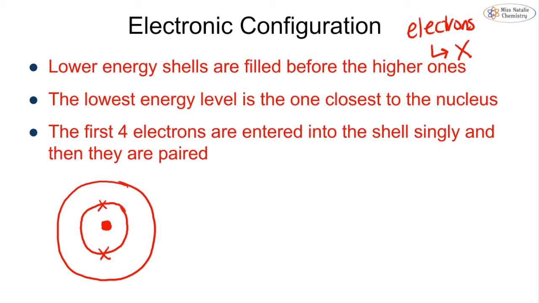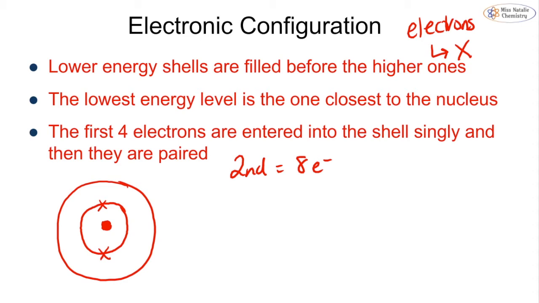When you get to the second shell, it is a little bit different. We can fit a maximum of 8 electrons. So our second shell holds 8 electrons, and that e with the minus sign is just shorthand for electron. Now these electrons, again, don't just go in randomly. They should be paired together. But electrons will not pair up unless they have to.